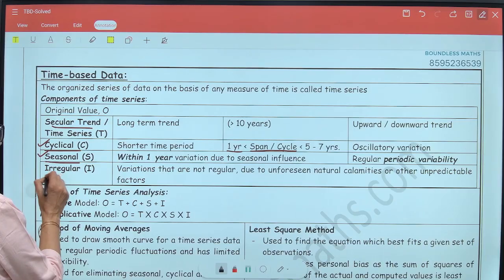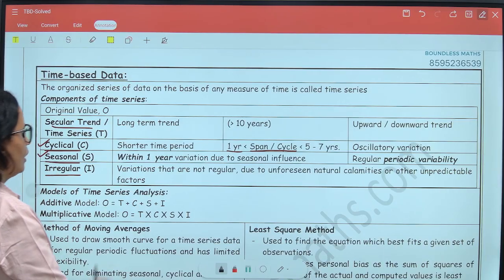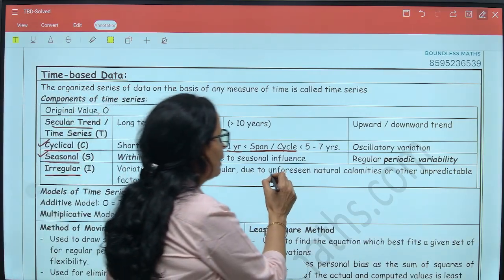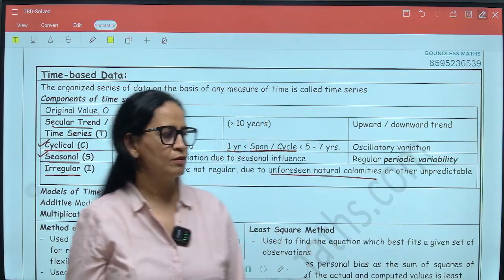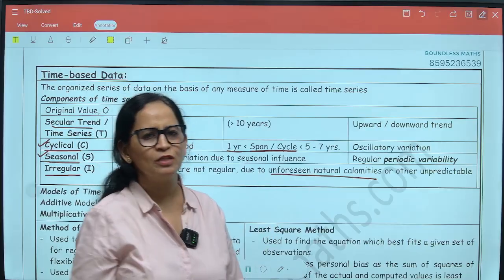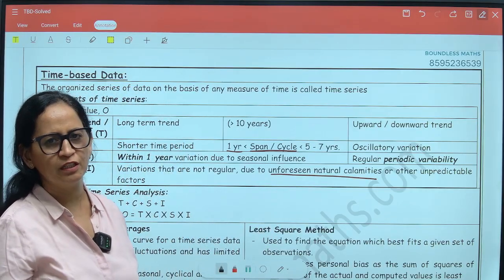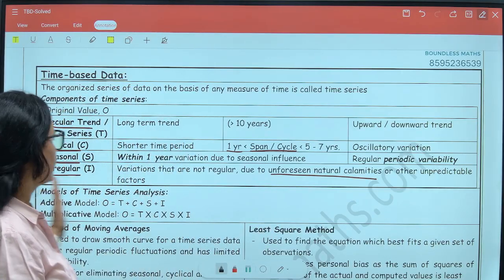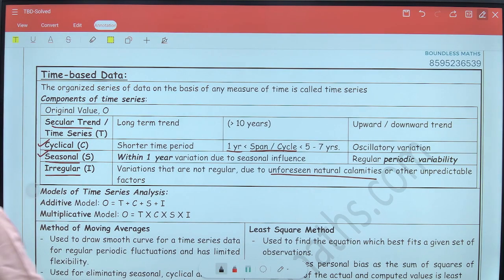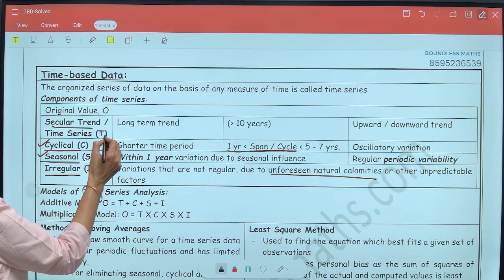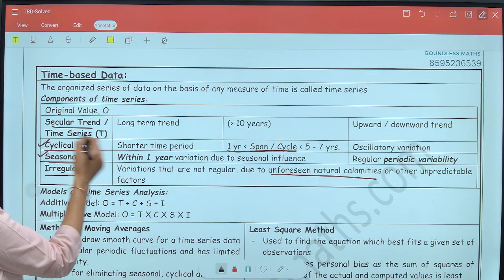The last component is the irregular component. It is due to any unforeseen natural calamities, that is any changes in the data because of any unpredictable factors. So that comes under irregular component. So all these components are denoted by T, C, S and I, their first initials.